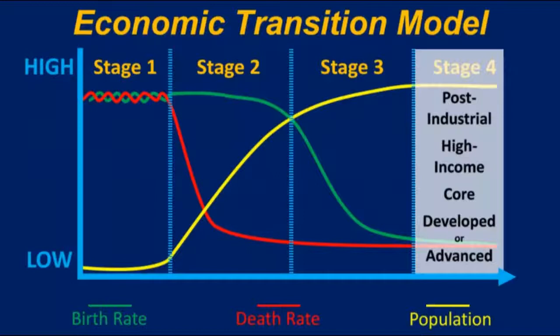East Asia, for example, parts of China, Japan, you could throw in maybe South Korea, Western Europe, and a little bit of Eastern Europe, Australia, New Zealand, of course, Northern America, in particular Canada and the United States, are all stage 4 demographic countries, but also economically are core high-income developed countries.